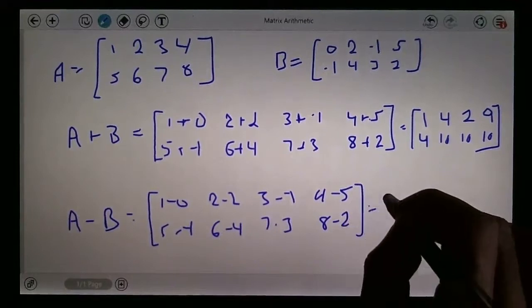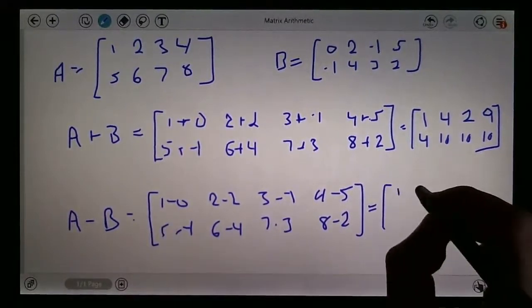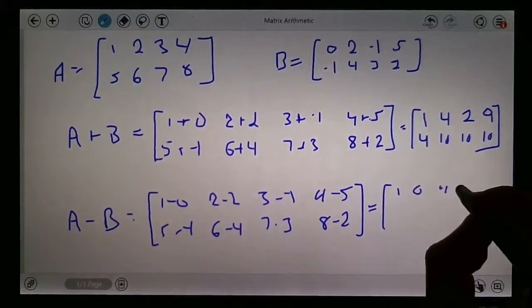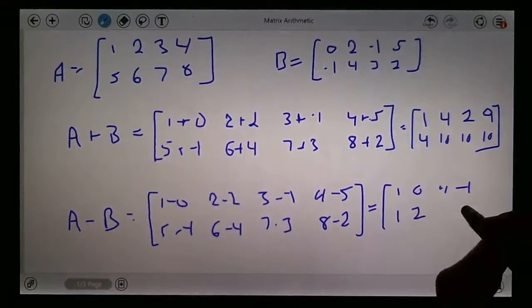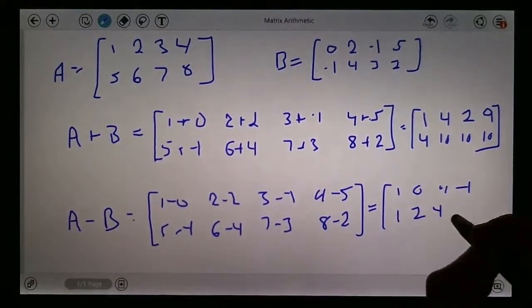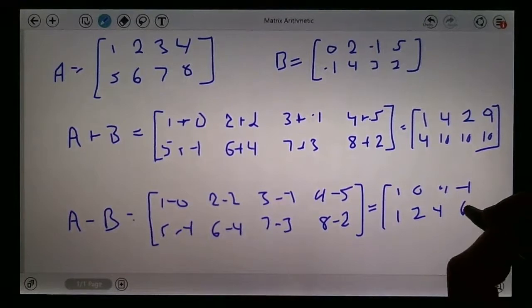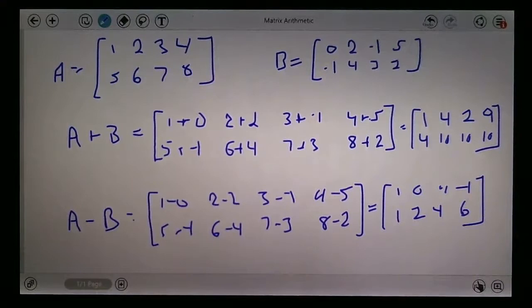And that's equal to 1, 0, 4, negative 1, 6, 2, 4, 6. So that's how you add and subtract matrices.